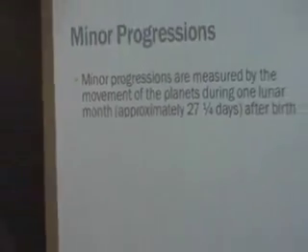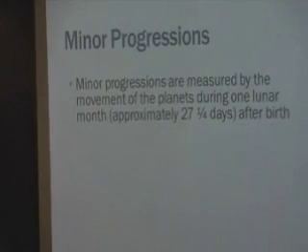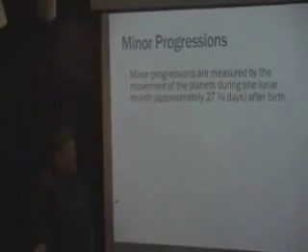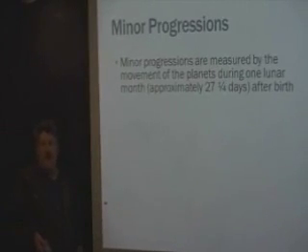Now, major progressions are measured by the movement of the sun, which is 1 degree a day. Minor progressions are measured by the movement of the moon, which is approximately 27.25 days after birth, a complete moon cycle. So major progressions are a day for a year after birth. Minor progressions are basically measured a month. One passage of the moon after birth is equivalent to a year.